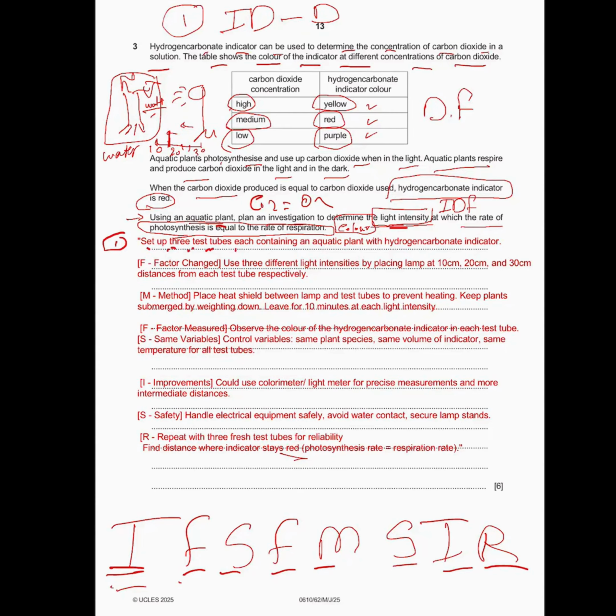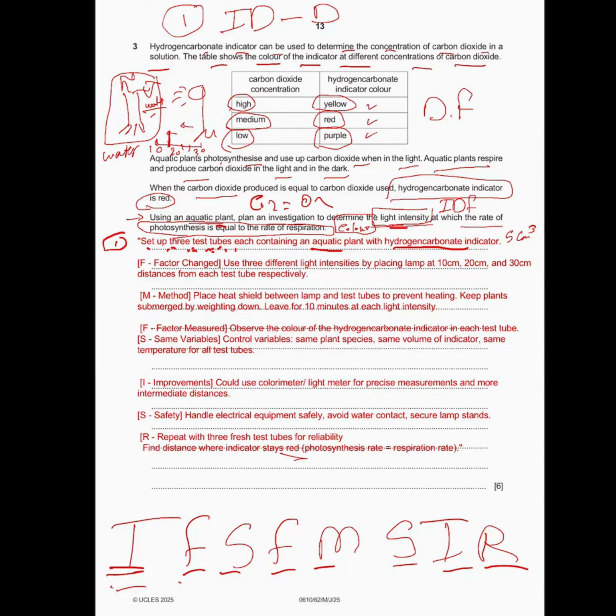Set up 4 test tubes. Set up 5 test tubes. Each test tube contains a beaker, aquatic plant with hydrogen carbonate indicator. You can mention the volume of the hydrogen carbonate indicator, 5 centimeter cube of hydrogen carbonate indicator. No problem. So you got 1 point.